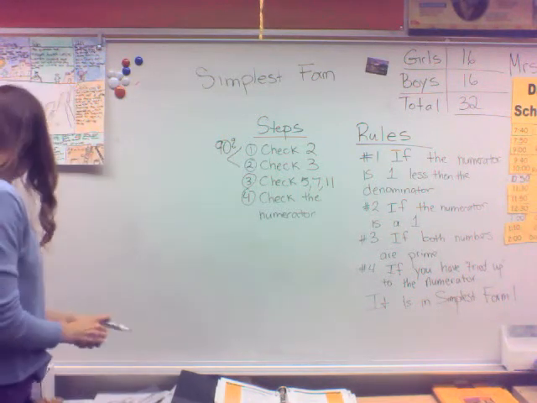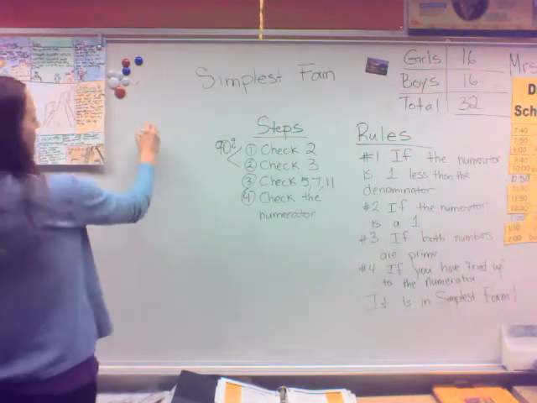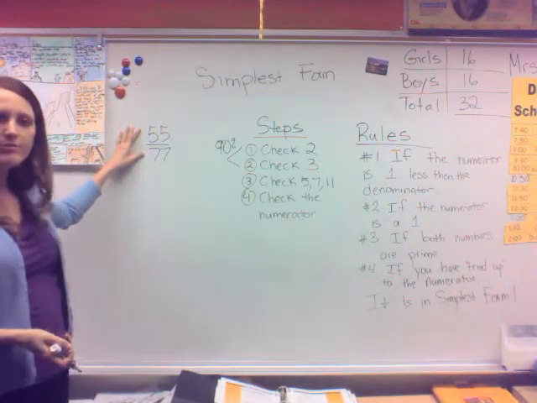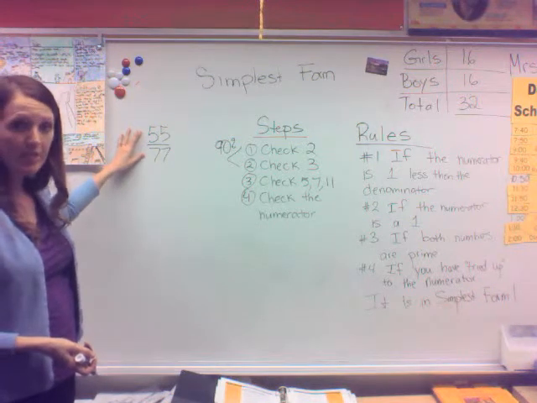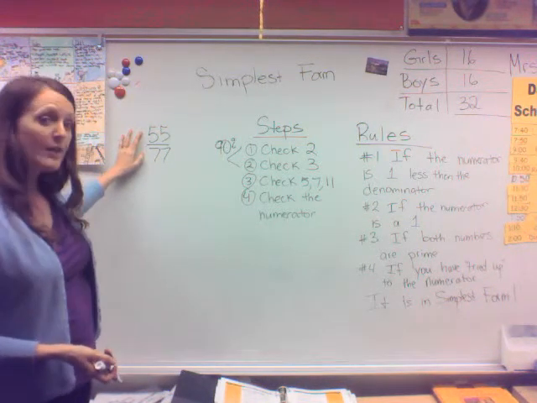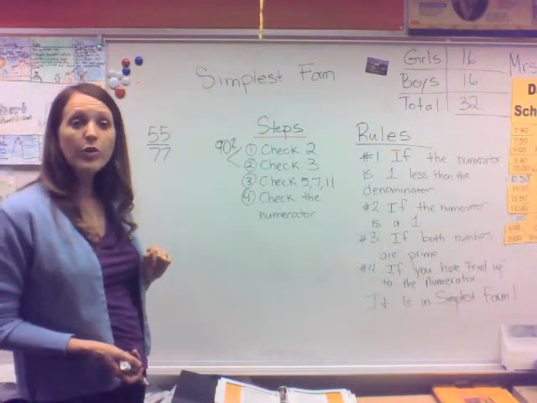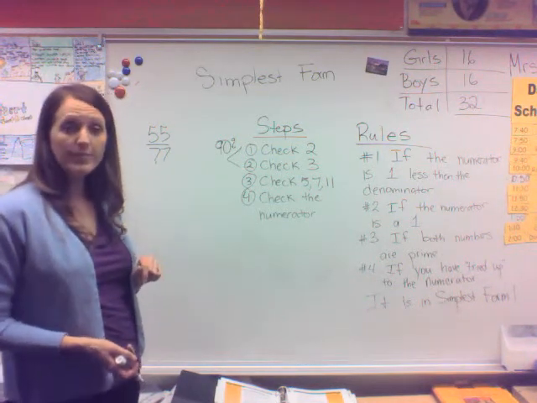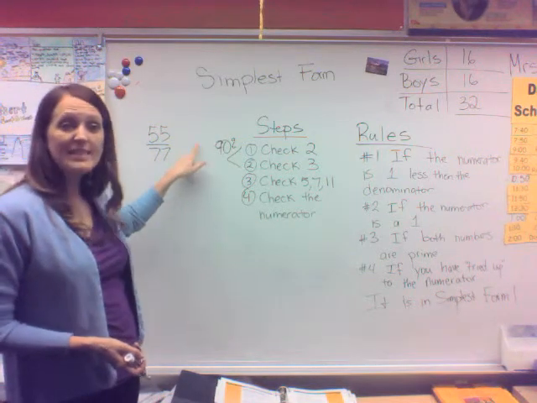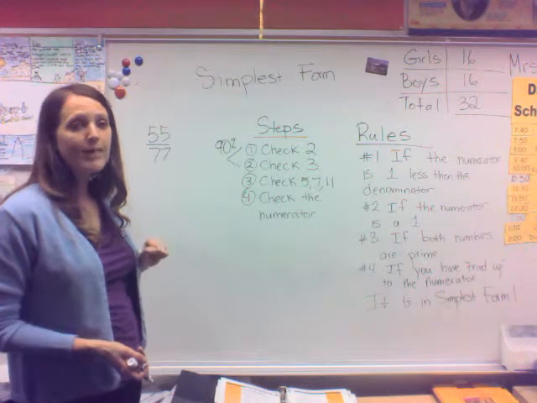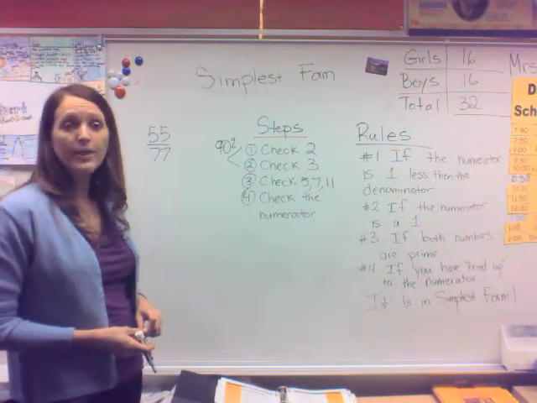My next example that I'm going to show is 55/77. Check 2. They're both odd. Check 3. Do you remember the rule for being able to quickly check 3? Add both the digits together, and if it's one of your 3's, it can be divided by 3. So 5 plus 5 is 10, not one of my 3's. 7 and 7 is 14, again, not one of my 3's, so 3 doesn't work.